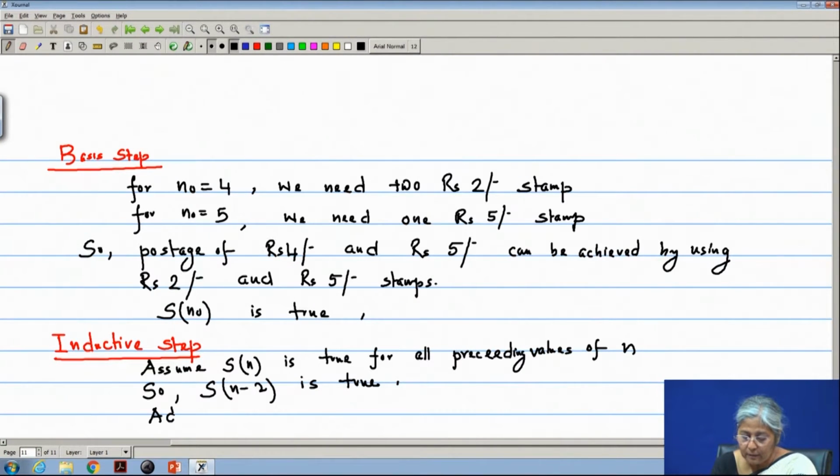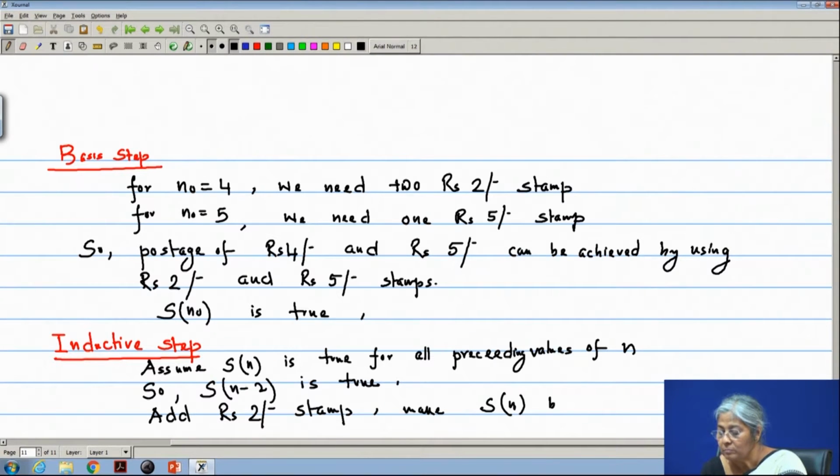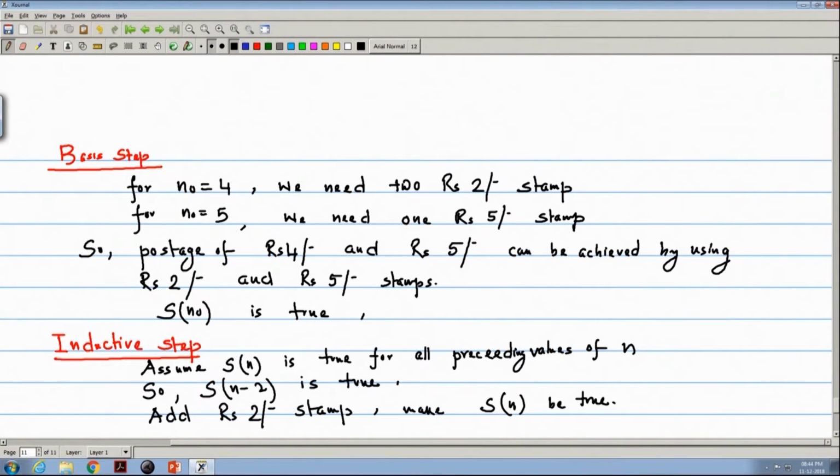So, once Sn minus 2 is true, add a rupees 2 stamp and make Sn true. So, it is proved. Once Sn minus 2 is true, we just add rupees 2 and Sn is true. So, it is proved that any postage of rupees 4 or more can be achieved by stamps of rupees 2 and rupees 5.